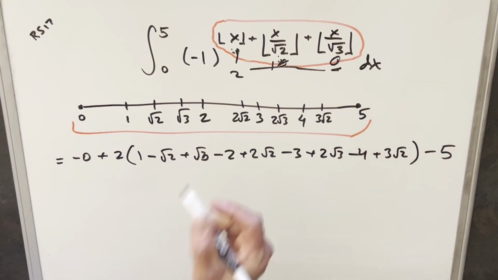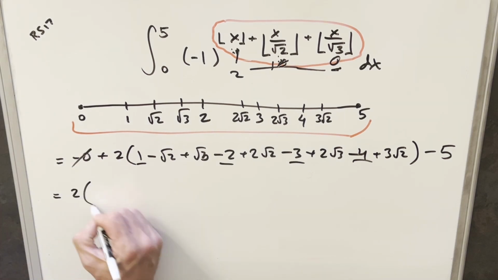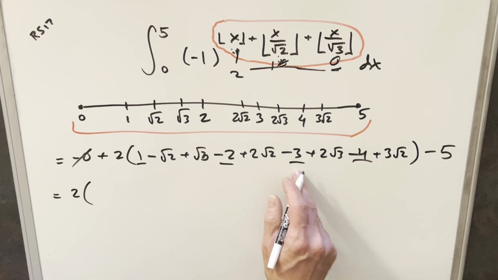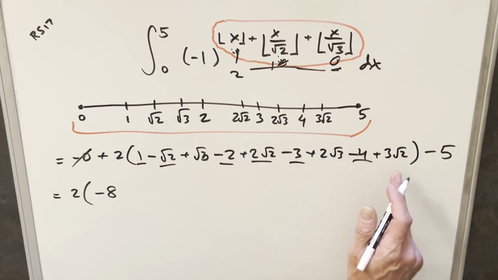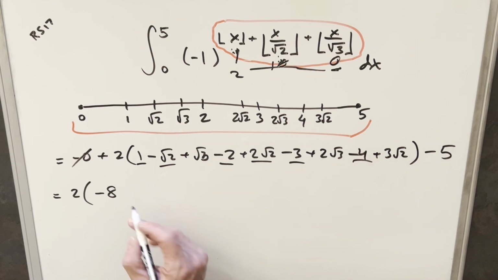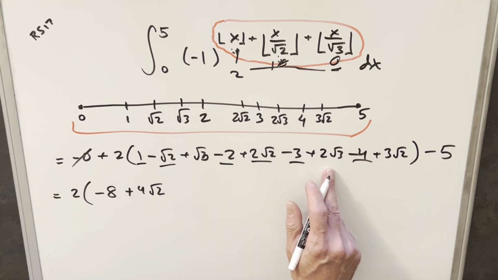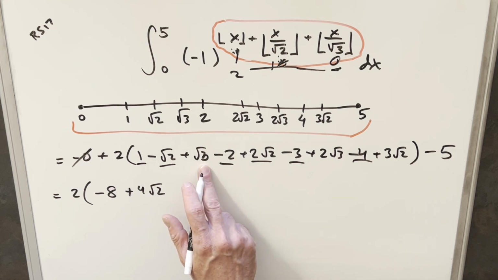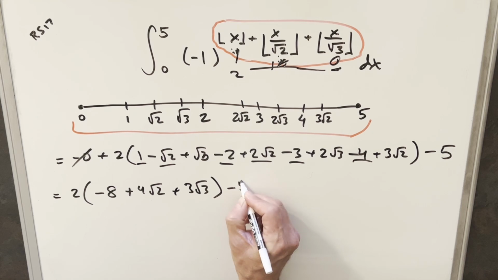Now we just need to combine like terms. Of course, I'm going to cancel off that 0 because that does nothing for us. So we'll bring our 2 out front. Then 1 minus 2 minus 3 minus 4 is going to be a minus 8 here. 2 square root of 2 plus 3 square root of 2 is 5. Minus 1 is going to be a plus 4 square root of 2. And then our square root of 3 terms, 2 square root of 3 plus square root of 3 is going to be 3 square root of 3 minus 5.